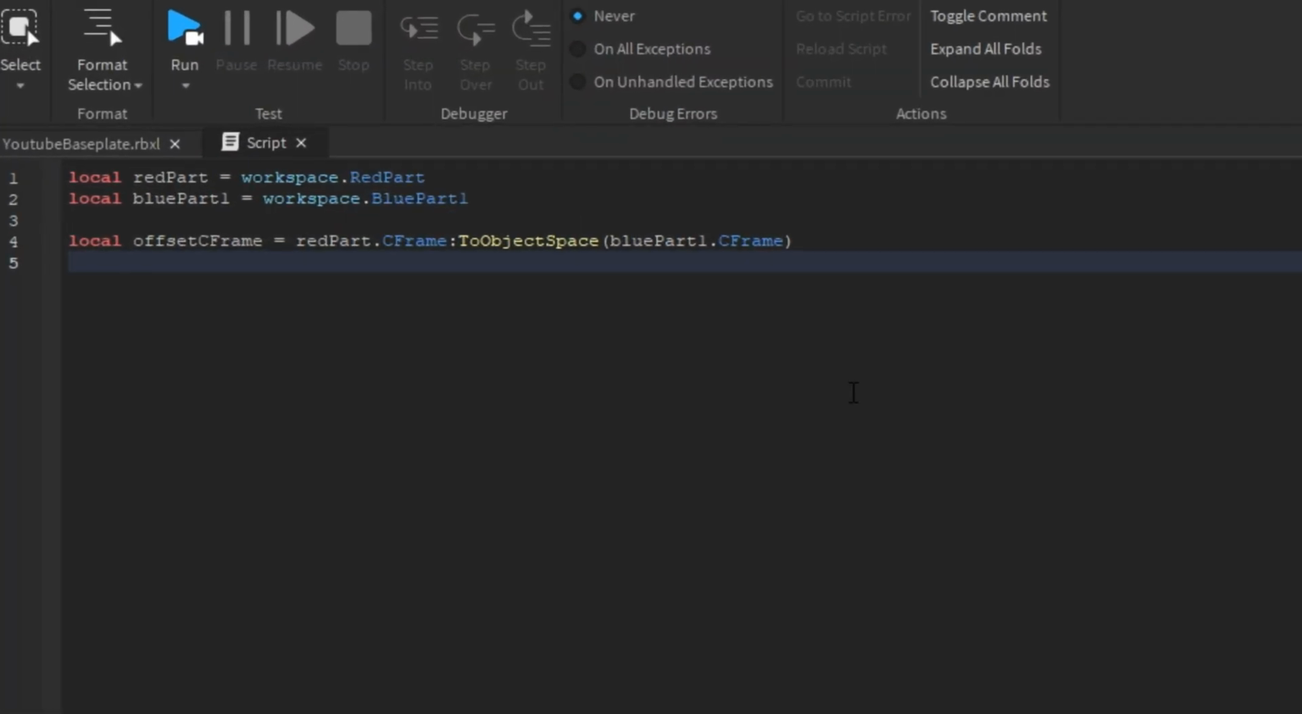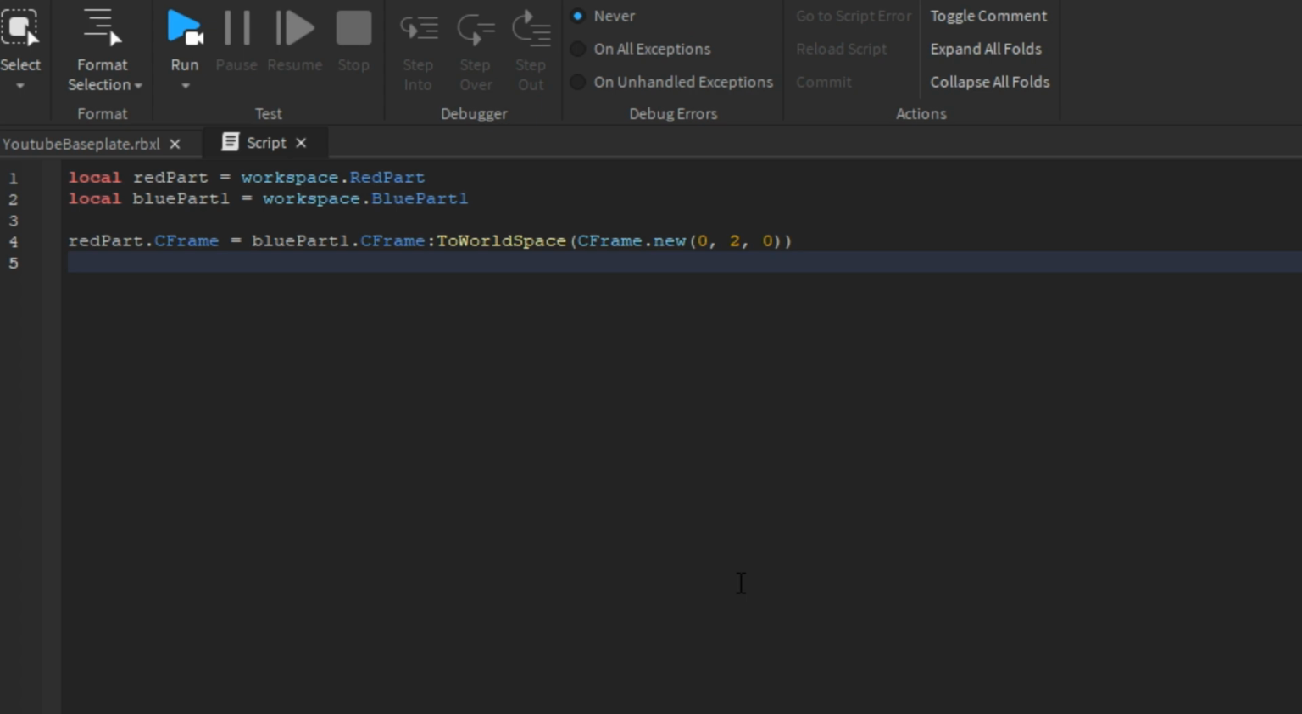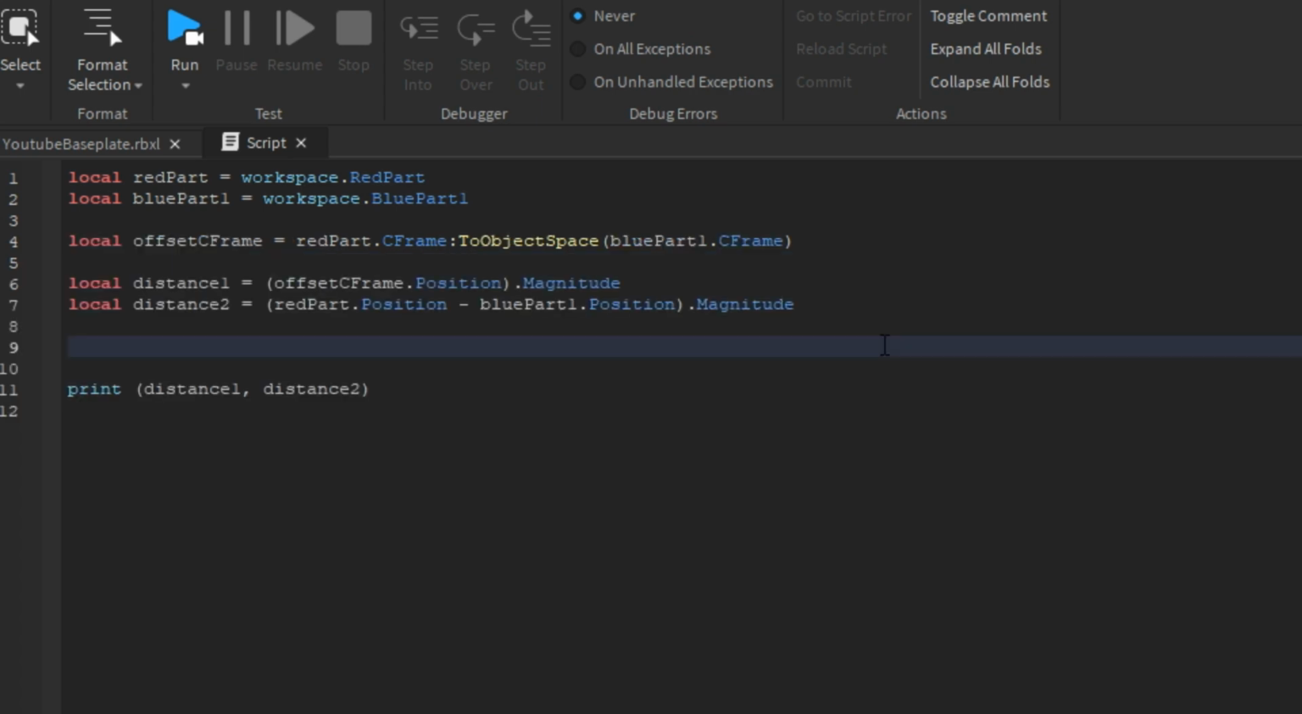Now ToObjectSpace transforms a CFrame that is relative to the origin and returns that same CFrame but relative to another reference that isn't the origin. So if I wanted to find the offset of this red part from this blue part, I would call the function like this. You can check if you have the right CFrame by taking the magnitude of the offset CFrame's position and seeing if that is roughly equal to the distance between the red part and the blue part. If they're close, then you have the right offset. You could also write this function as the inverse CFrame of the red part multiplied by the CFrame of the blue part.